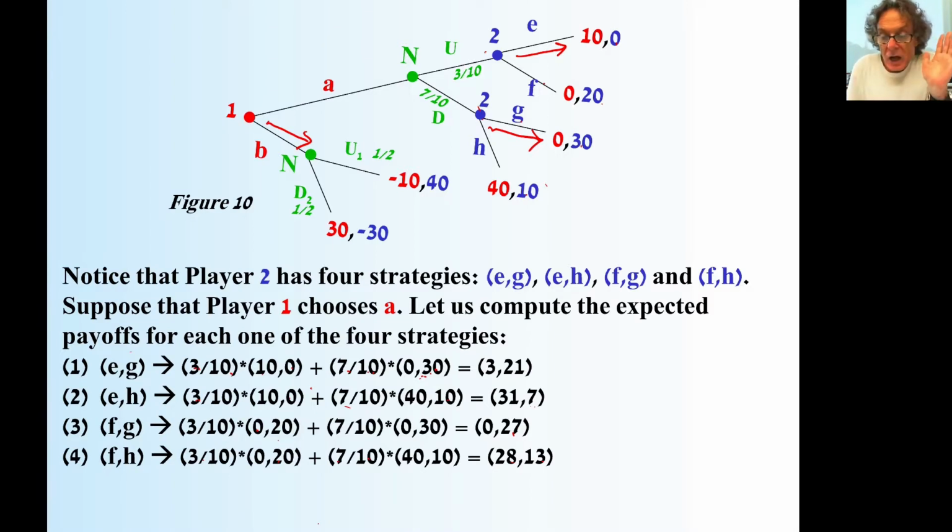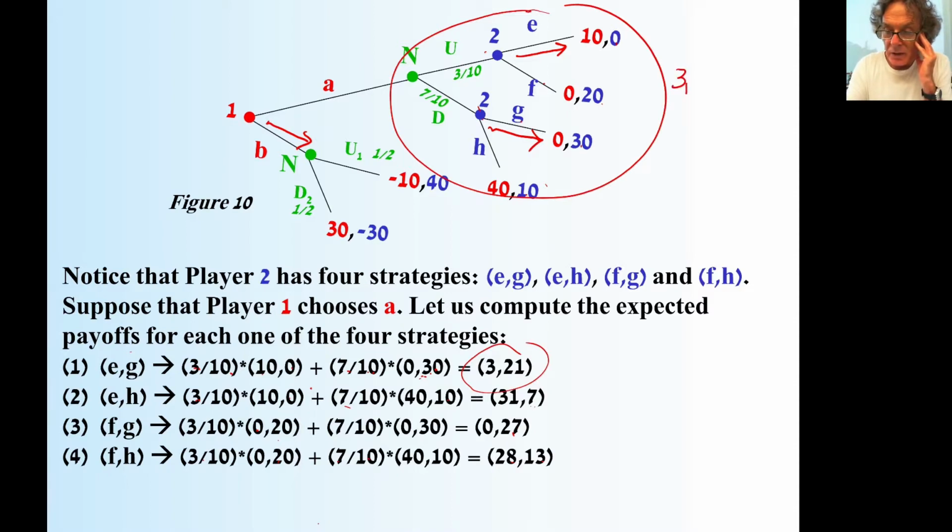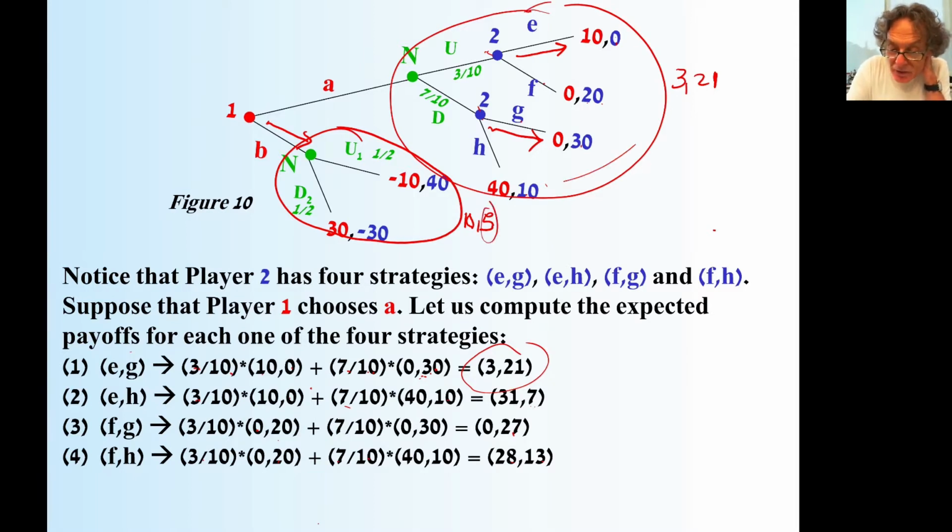Why is this so? I tell you why. It's true that for EG, you see EG, she gets 3 and 21, so this becomes 3 and 21. This we figured out, that was 10 and 5. And so here, for player 2 to play E to get 0, and not to play F, doesn't make sense. However, if he decides to go B, she cannot do anything. It doesn't matter what she does, she gets 5.